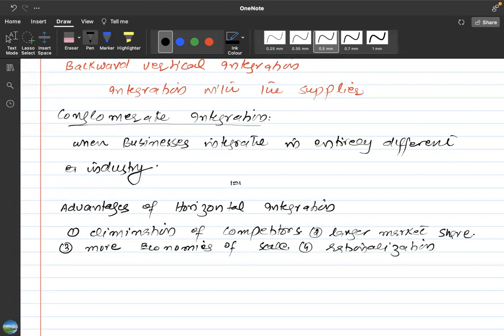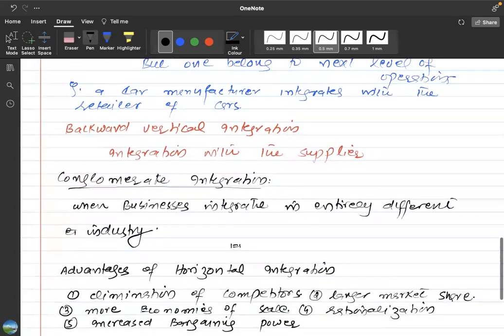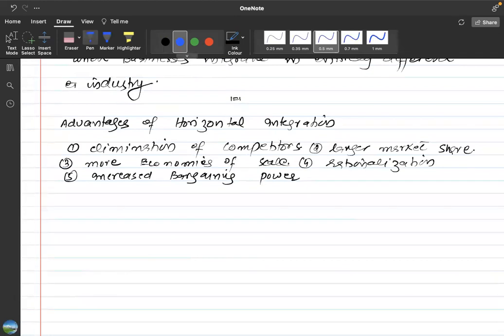And then businesses have increased bargaining power over the supplier now. Increased bargaining power. What are the disadvantages of this integration?